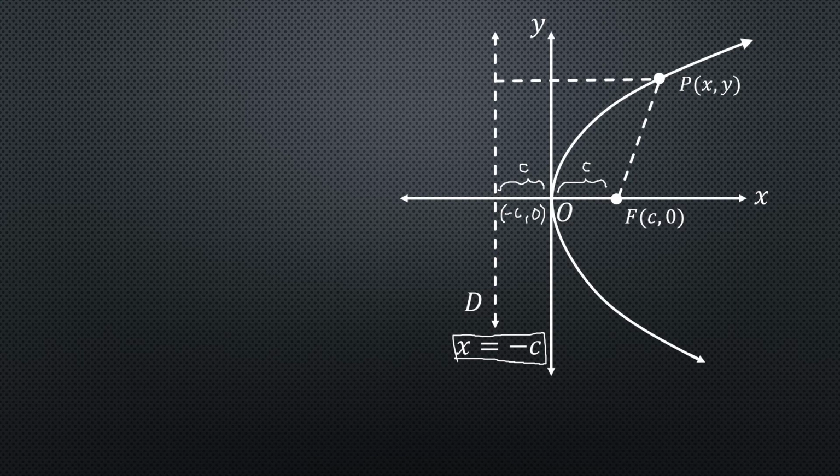The horizontal line passing through the point P will intersect the directrix at point P prime with coordinates (negative c, y), so that we have the important points on the figure. Using the distance formula between 2 points, we will have PF equals PP prime.